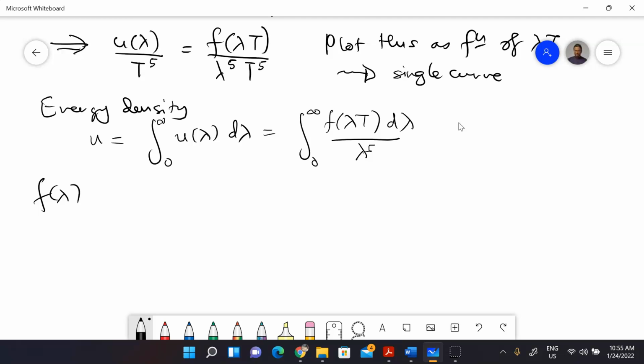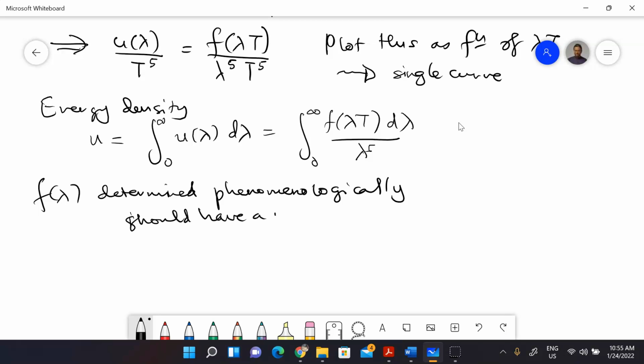So F lambda is determined phenomenologically, meaning it's come from experiments, and what one finds is that it should have a maximum. So when it's at maximum, that means if you take your derivative with respect to lambda, which is now given by t, you have the lambda dependence in your f.